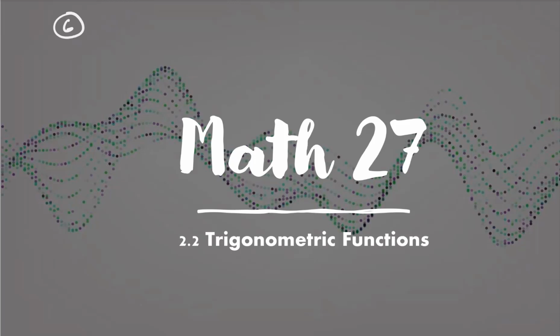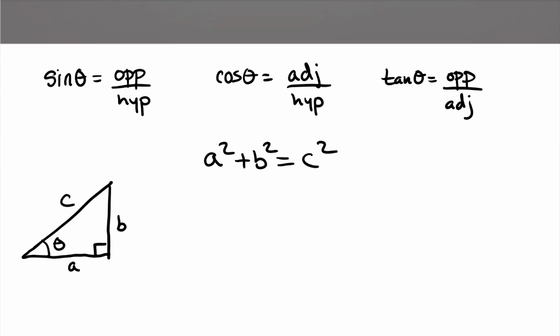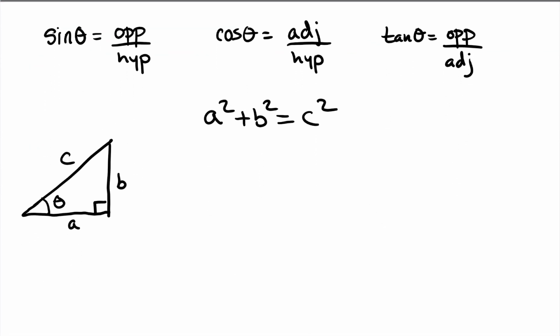On to our sixth video, let's build them triangles. But before we do, let's recap. Here's some information here. We got our SOHCAHTOA. Sine is the opposite over the hypotenuse. Cosine is the adjacent over the hypotenuse. Tangent is the opposite over the adjacent.